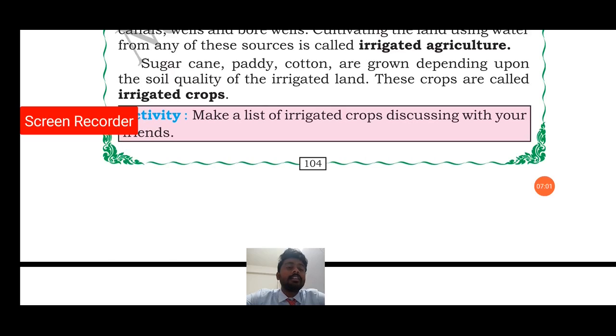So sugarcane, paddy, and cotton are grown depending upon the soil quality of the irrigated land.